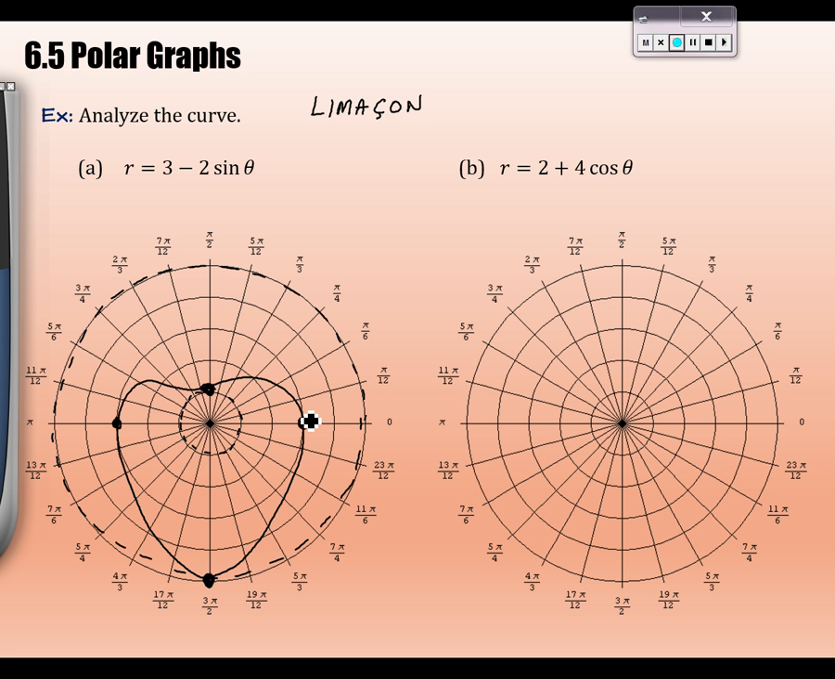Okay, so same set of questions on B. What's the largest value R could be and what's the smallest value R could be here? The biggest R could be is 6, and -2 is the smallest R could be. Do you see it?